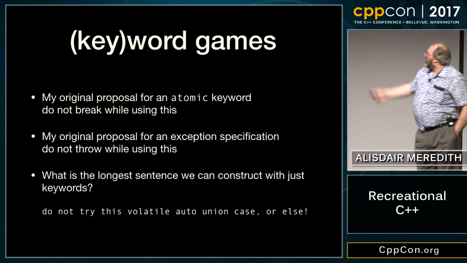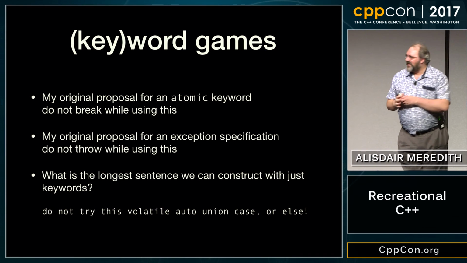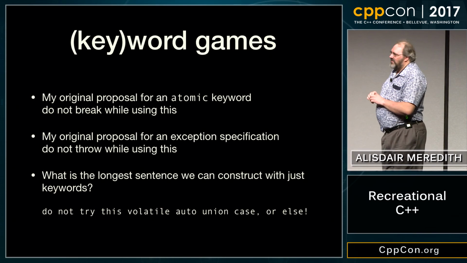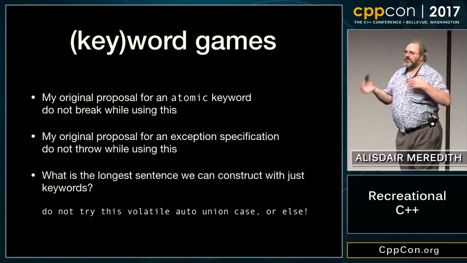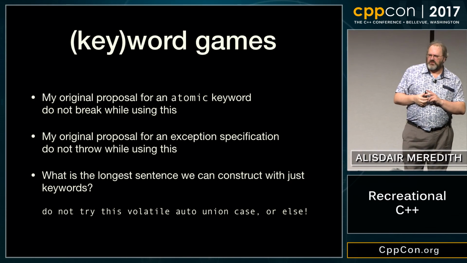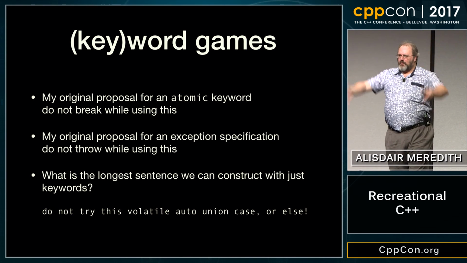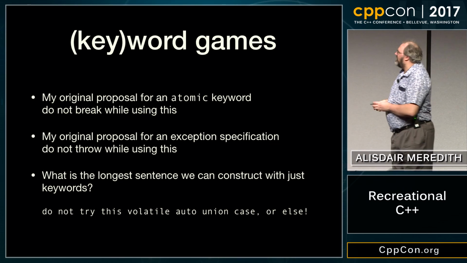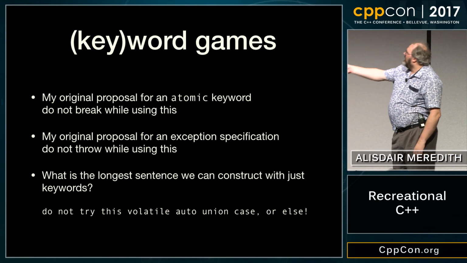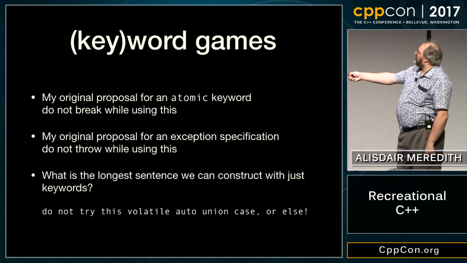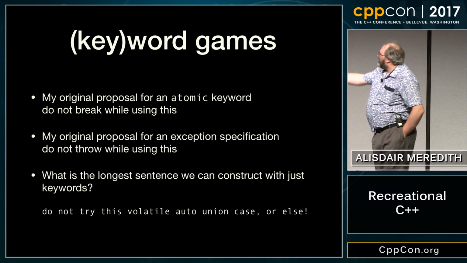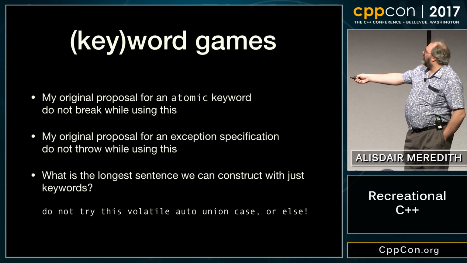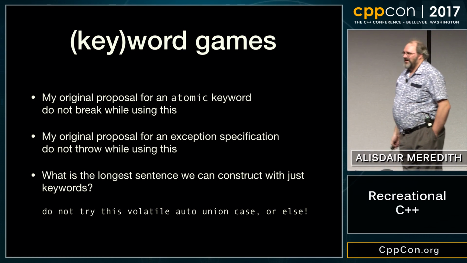So I'm done. Last slide for fun, keyword games. I think I wrote it as an April 1st proposal, I can't remember if I submitted it, was the idea that people were looking around the era of C++ 2008 to have some kind of atomic keyword to introduce atomic variables. And I said, we don't want to introduce a new keyword, we can handle it with existing keywords entirely. Do not break while using this. So then when it came time for exception specifications, we have do not throw while using this.